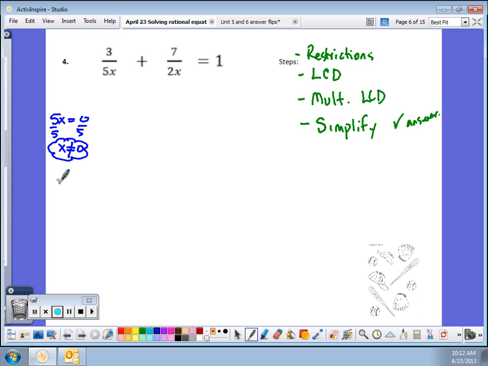All right, so next up, LCD. We need to get rid of an x, a 5, and a 2. In total, what is our least common denominator? 10x. Yeah. So our restriction is x is not allowed to equal 0, and our LCD is 10x. We need a 5 and a 2 and an x. All right. Next up, multiply both sides by the LCD. Multiply this whole side, careful, and this whole side by 10x.